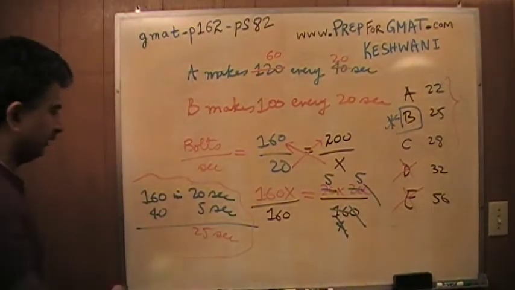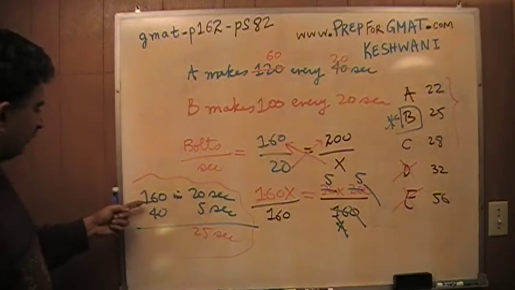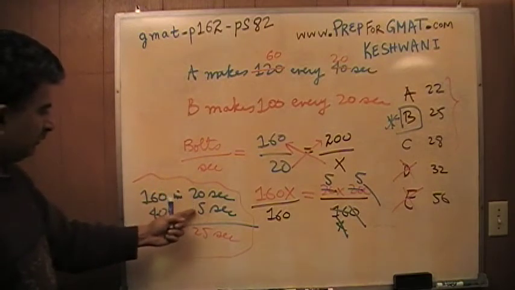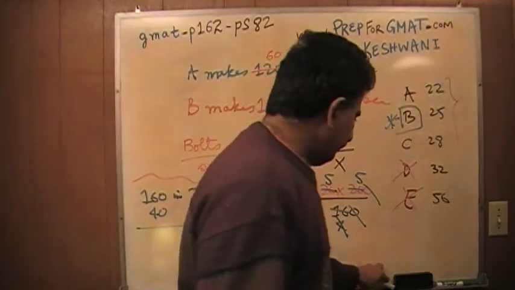This is what I call the quick and dirty way. 160 in 20 seconds, we need 40 more. 40 is 1/4 of that. So we need 1/4 of that amount more, which is 5 seconds. Altogether 25 seconds.